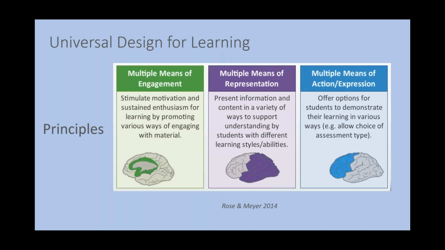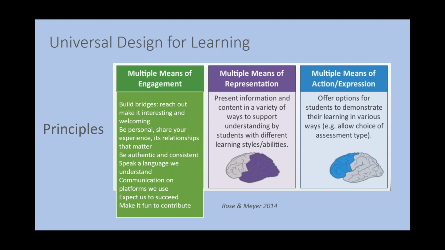Now here we have the universal design for learning principles, three key principles that were developed by the CAST organisation. These are multiple means of engagement, multiple means of representation, and multiple means of action. When we talk about multiple means of engagement, the key areas we're thinking about are building bridges in terms of relationships, making the language as understandable as possible, the expectations that we have for our students to succeed, and very importantly, that it's fun and an enjoyable experience for all.